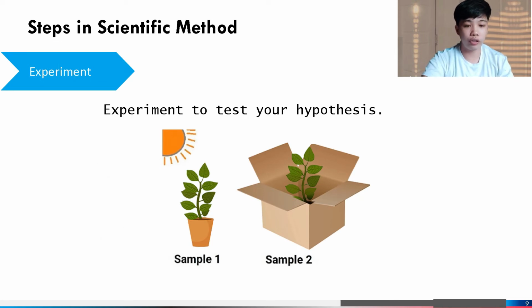After that, you can now conduct your experiment to test your hypothesis. So we have here an example of plants, sample 1 and sample 2. Since yung problema is if kailangan ng sunlight ng mga plants, yung isang plant mo nilagay mo sa ilalim ng araw, and yung isa inilagay mo naman or kinontain mo siya sa isang box or inilagay mo siya sa isang madilim na sulok sa inyong bahay. And that is you doing the experiment. You test the hypothesis.